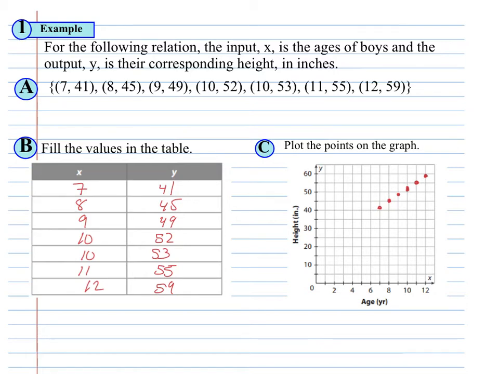We ended up with a discrete graph. It is not connected, and the reason it's not connected is because this is not the age of the same boy. So there is no interconnection. These are different boys at different ages, not the same boy. So this is a discrete graph that is not connected by any lines or smooth curves. It is a discrete graph because it's not connected.